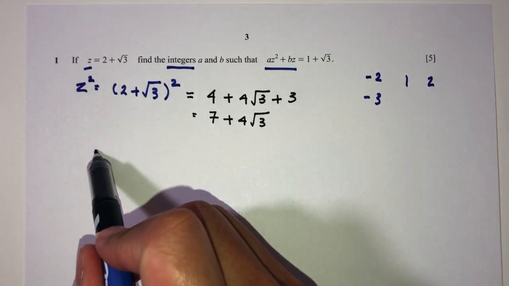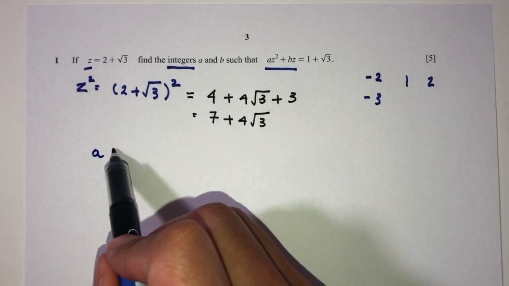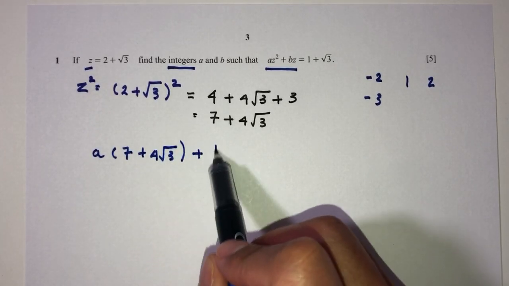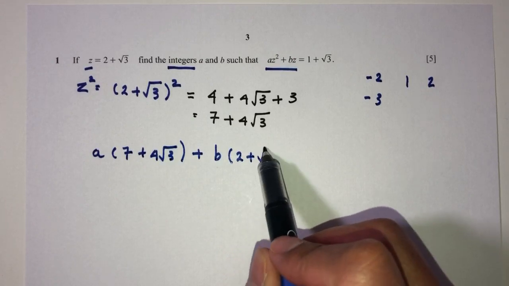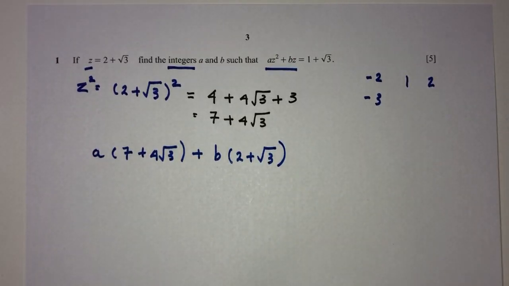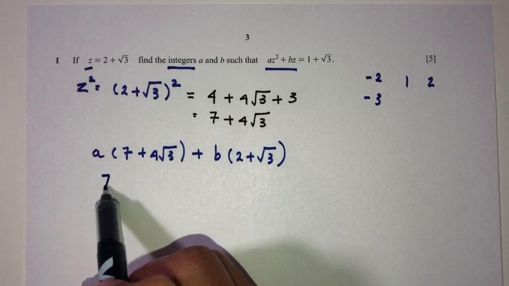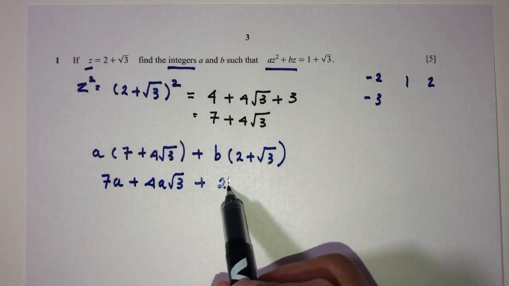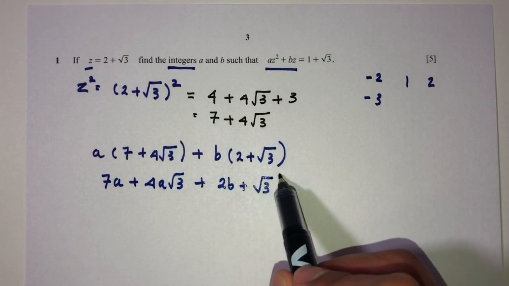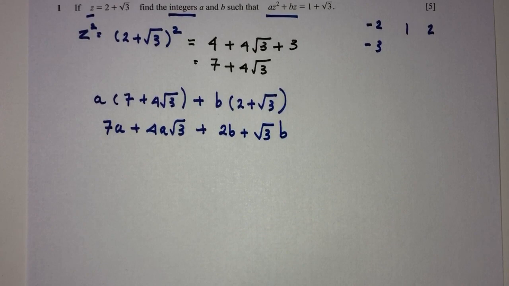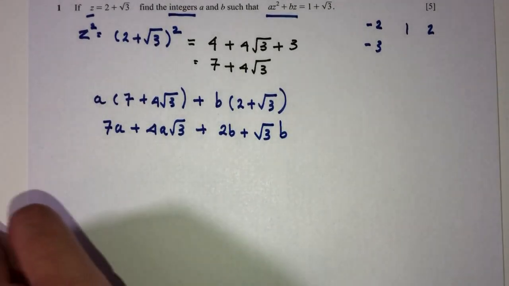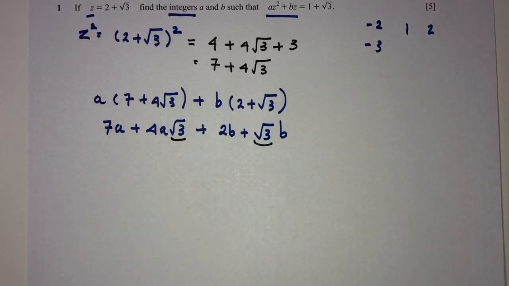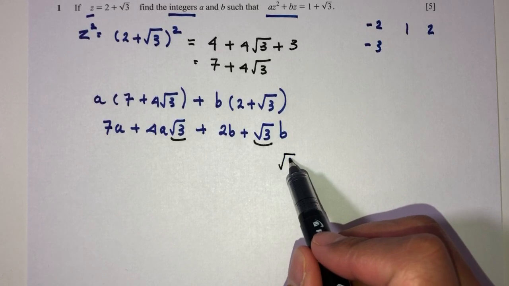So we have a z squared, which is this one, 7 plus 4 root 3, plus b, z is 2 plus root 3. Let's expand the brackets and see what happens. So on one side you will have 7a plus 4a root 3 plus 2b plus root 3 b. Now we can factorize these together as well. If you observe, here we have root 3, here we have root 3. So we can factorize them together. So let's take root 3 out.